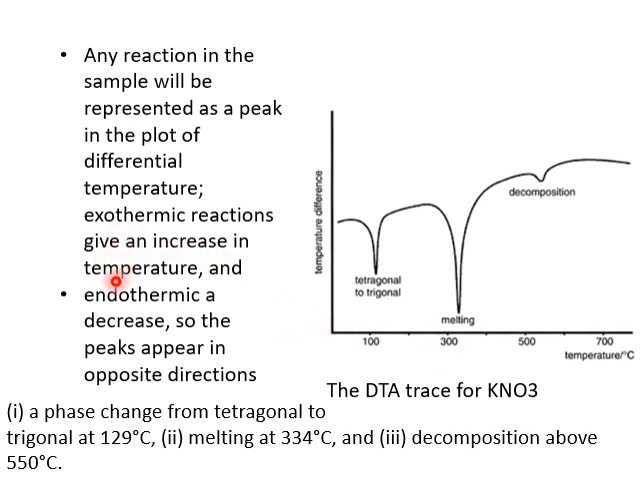Exothermic reactions give an increase in temperature and endothermic reactions give a decrease. You know that. So the peaks appear in opposite directions. When there is an exothermic reaction, the peak will be in the upward direction. Here all three reactions are endothermic, so the peaks are in the downward direction. So the conversion from tetragonal to trigonal takes place at a temperature of 129 degrees centigrade. Melting takes place at 334 degrees centigrade, and decomposition takes place at 550 degrees centigrade.